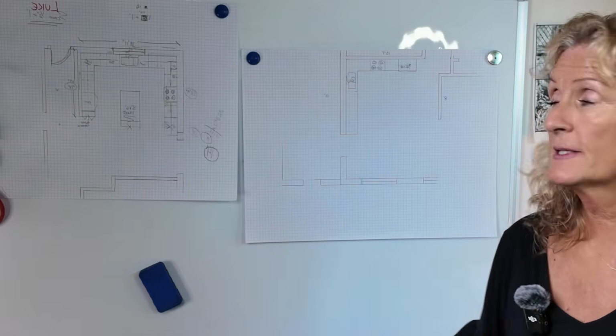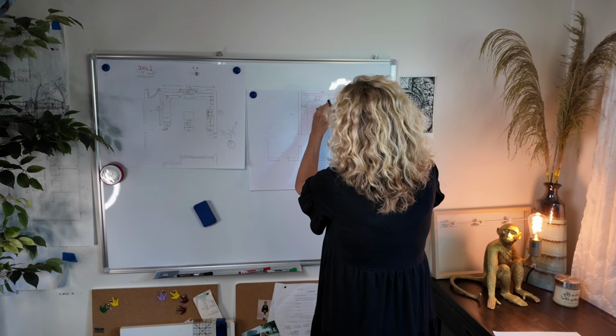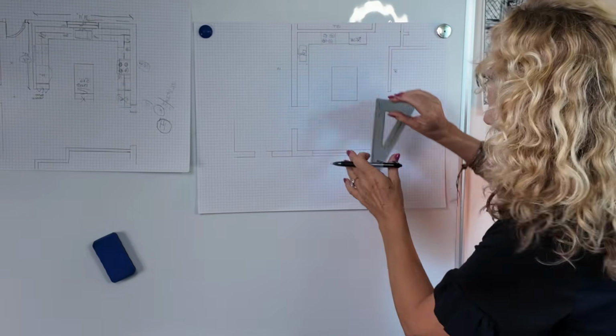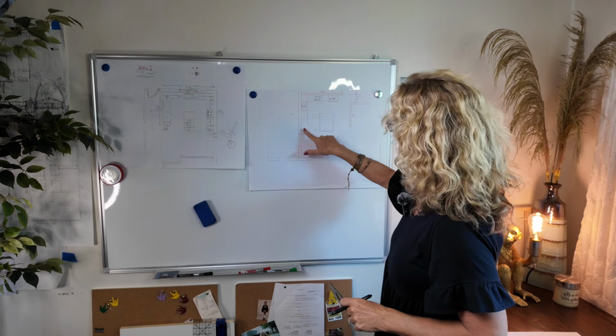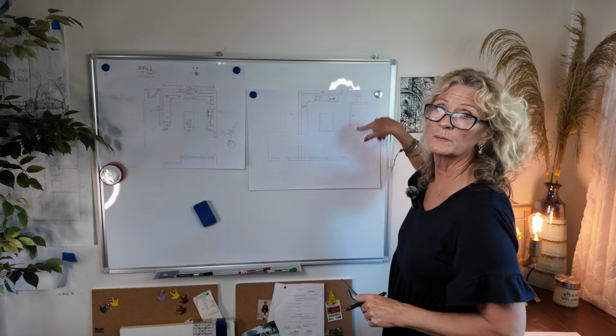So I've placed my appliances. Drawing on the board is hard. And that's approximately where my island is going to be. So now I can figure what I'm left with for cabinetry, and I'm going to do pantry over there.